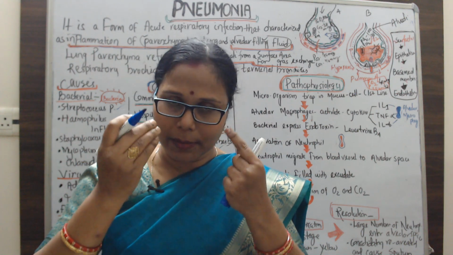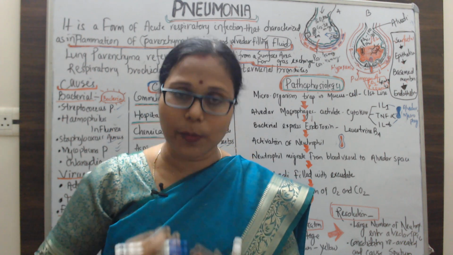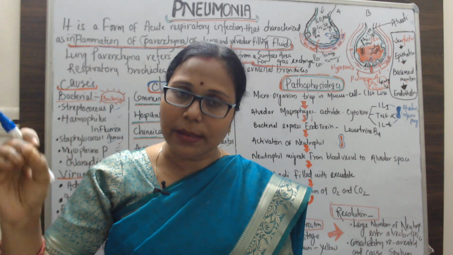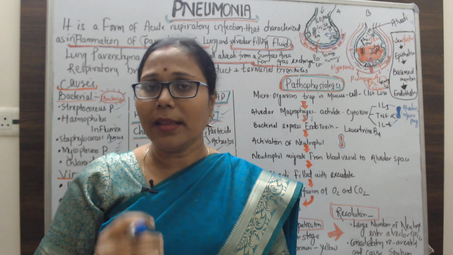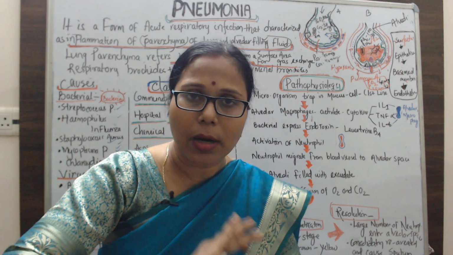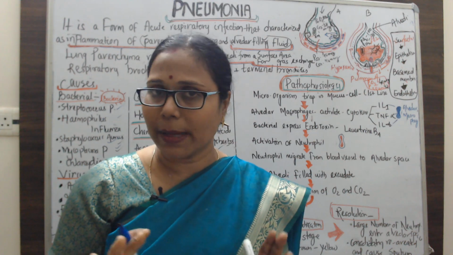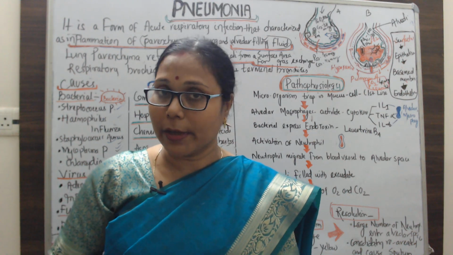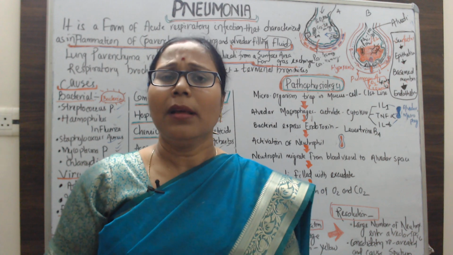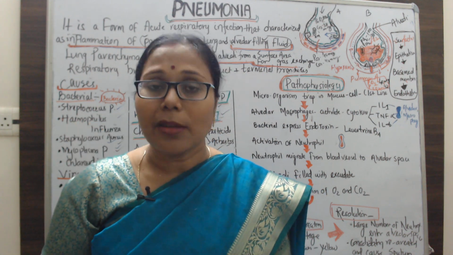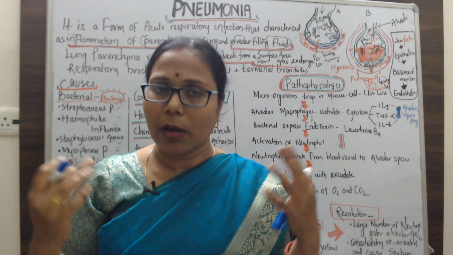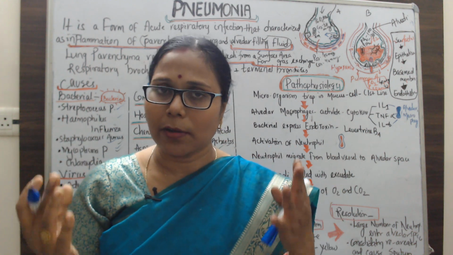So our alimentary tract, our respiratory tract is lined with pseudostratified ciliated epithelial cells. Their action is that they always throw out the microbes. They don't allow the microbes to enter into the lower respiratory tract. If by chance the bacteria enter our alveoli, the chance of pneumonia will increase.